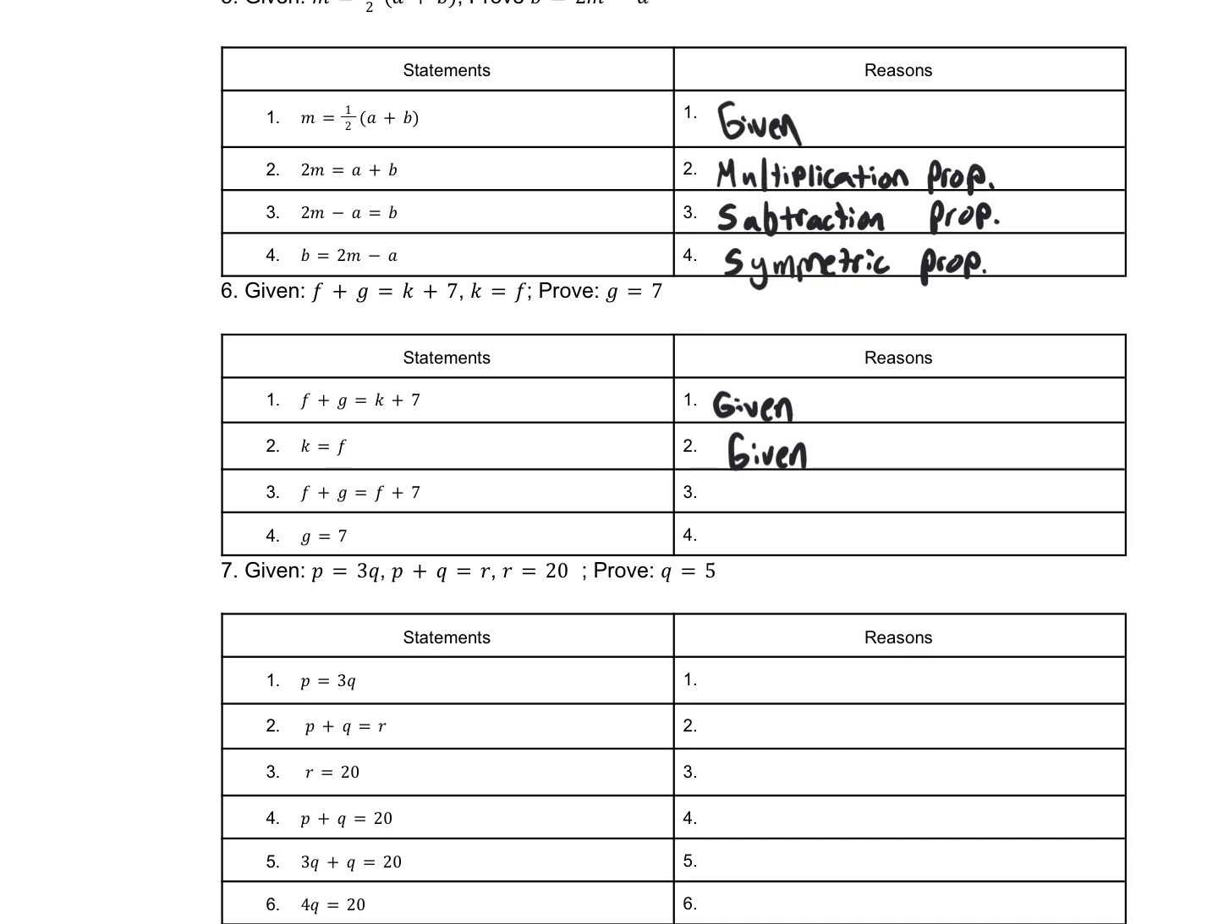So if I have f plus g equals k plus 7, and I also have that k is equal to f, well, I can substitute in an f for a k, so that's using the substitution property. And then I can subtract an f off of both sides to give me g equals 7, so that's the subtraction property.